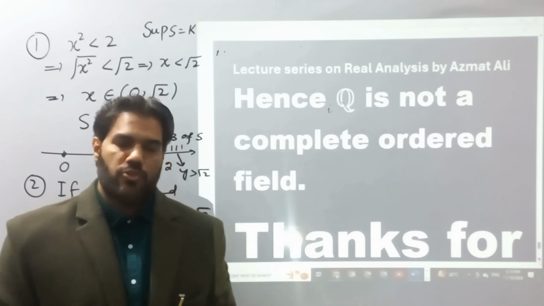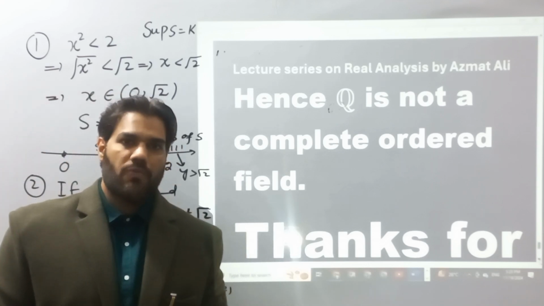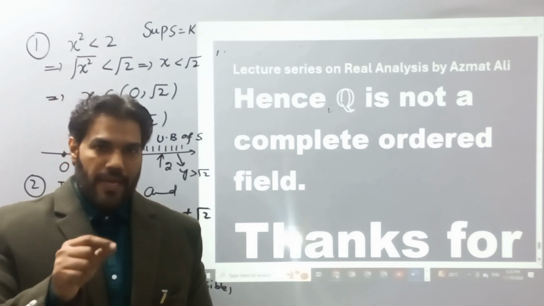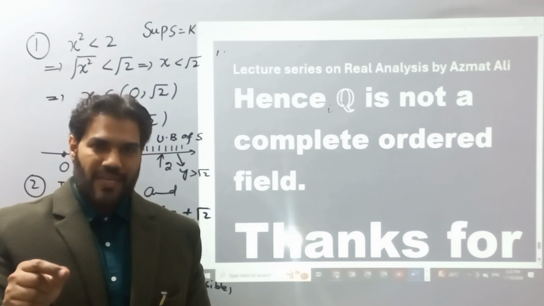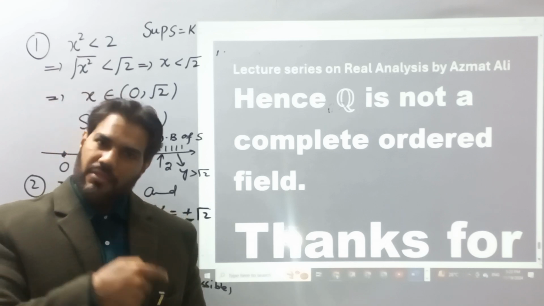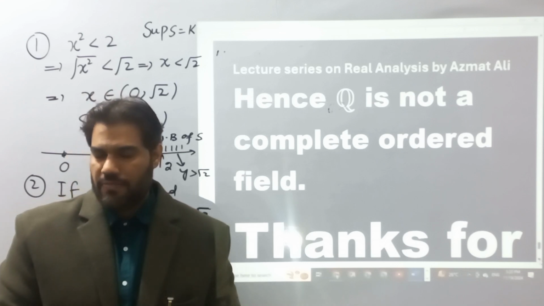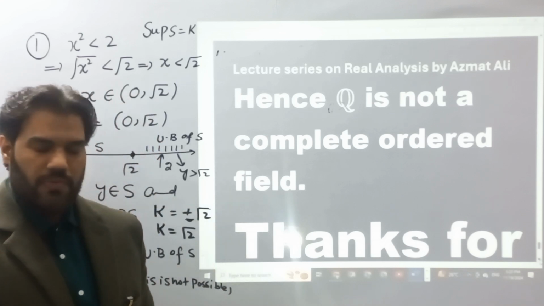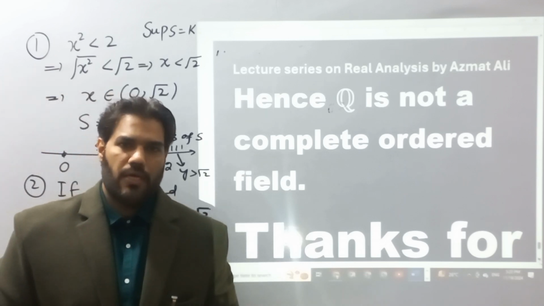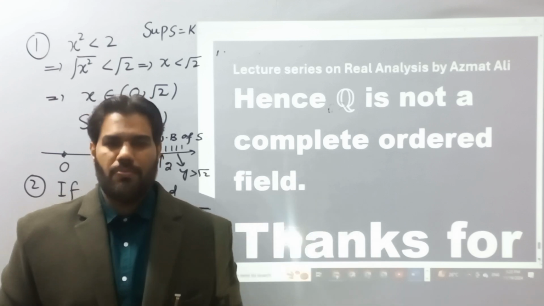If we choose our set S as a subset of the set of real numbers R, and k, the supremum of set S, is an element of R, then this is true. In that case, the supremum of the set will belong to the real field. But in case of Q, none of the three cases can hold. Hence, Q is not a complete ordered field.